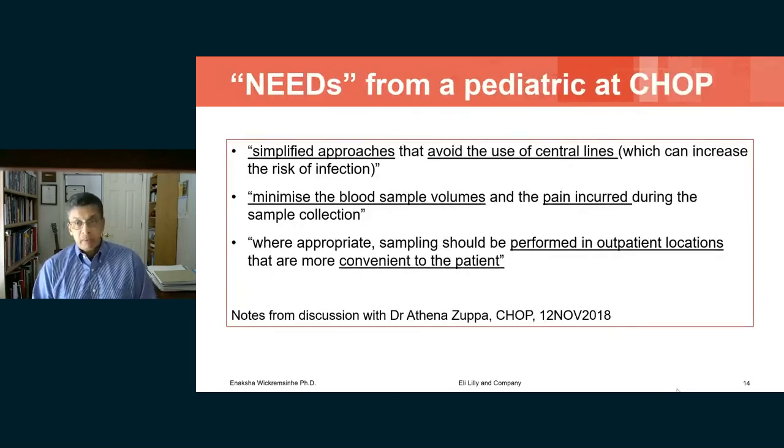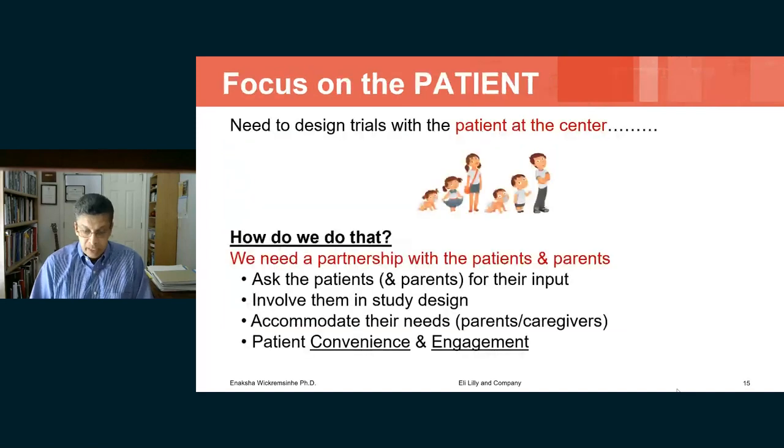So we had some discussion some years ago, and these were statements made by Dr. Athena Zappa at Children's Hospital of Philadelphia. She basically said we need simplified approaches that avoid the use of central lines, right? Because obviously central lines can increase the risk of infection, and minimize the blood sample volumes, as well as the pain that's incurred from a child. You can imagine the pain if you want to do multiple venipunctures on a child, and where appropriate, perform the sampling at an outpatient location, or maybe even some place that's more convenient to the patient. Could be even the patient's home.